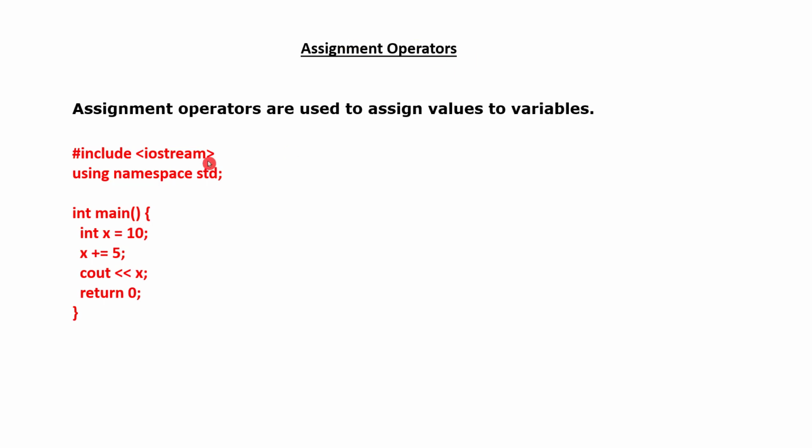Assignment operators are used to assign values to variables, which we have seen. Hash include iostream, using namespace std, int main, integer x is equal to 10, x plus equal to 5. Very clear. That means the new value of x is equal to x plus 5. So x is 10, and 10 plus 5 will be the new value, so 15.